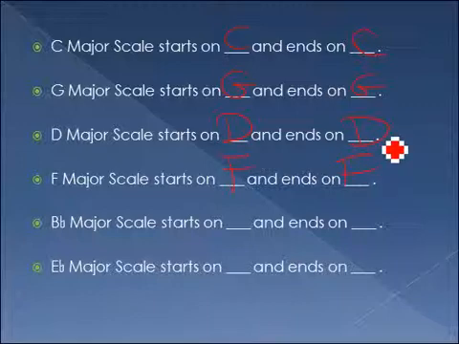I think you're getting the pattern here. If you're not, let's do the last two. B flat major scale is going to start on B flat. And make sure you write that B flat. If you write B, you will be wrong. And B flat is what it ends on. And an E flat major scale starts on E flat and ends on E flat.